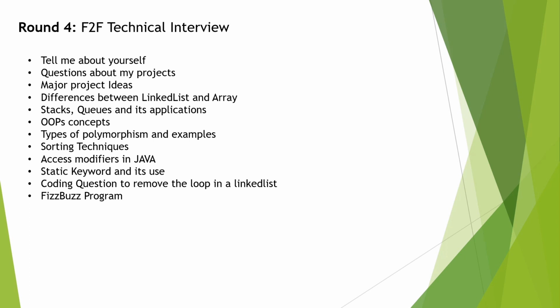Then he asked me about sorting techniques and also to write the code of any sorting technique which I am familiar with. I chose bubble sort because it's an easier one. Then he asked me about access modifiers in Java, the static keyword and its use, and to write a sample program which involves the static keyword. Then he asked me to write a program to remove the loop in a linked list. For this, I gave him two approaches: one using fast and slow pointers, and the other using maps. I wrote the code also.